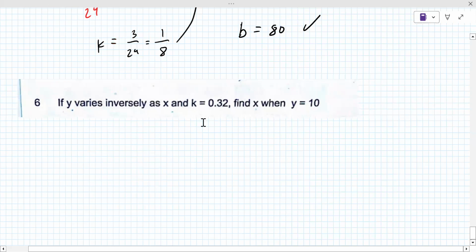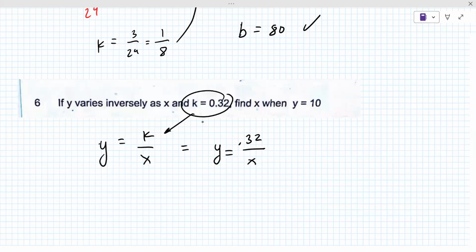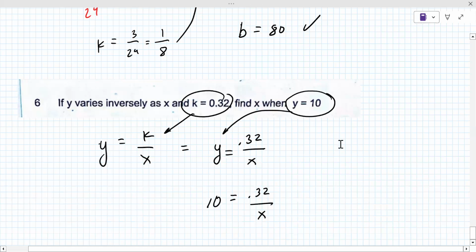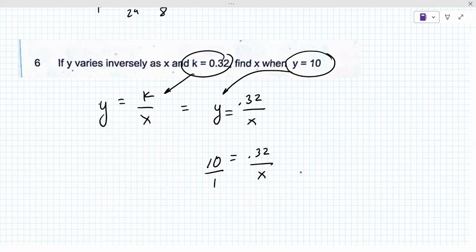All right, so same thing here. Y varies inversely as x. So we have k over x. They're giving you the k value this time. That's nice. They're telling you that it's 0.32 over x. And then now they're giving you the value of 10 to put in for y. So 10 equals 0.32 divided by x. You mentioned this earlier. The way to get the variable at the bottom is to flip it, but you have to flip both sides.